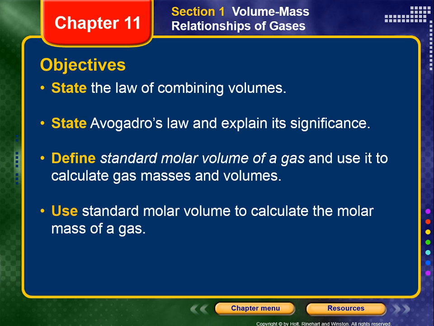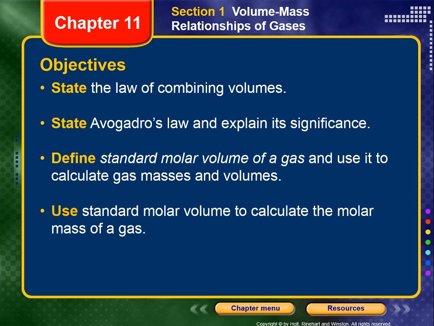And combining volumes is going to be the foundation for us being able to go back to using stoichiometry skills using gases. So we have to be able to combine volumes to start, right? And we'll build from there. Then I want you to state Avogadro's law and explain its significance. Again, we're building back to being able to do stoichiometric calculations, but with gases.